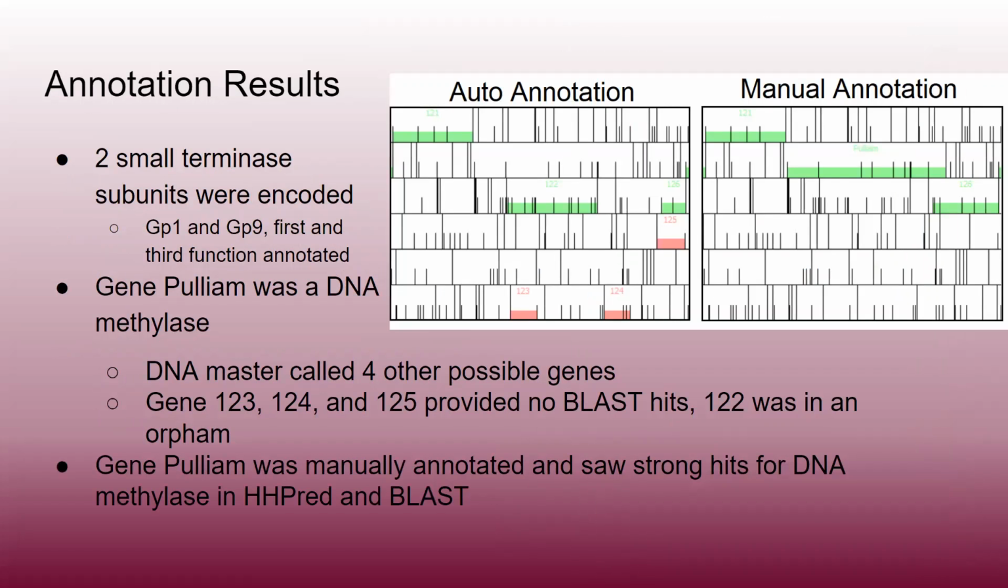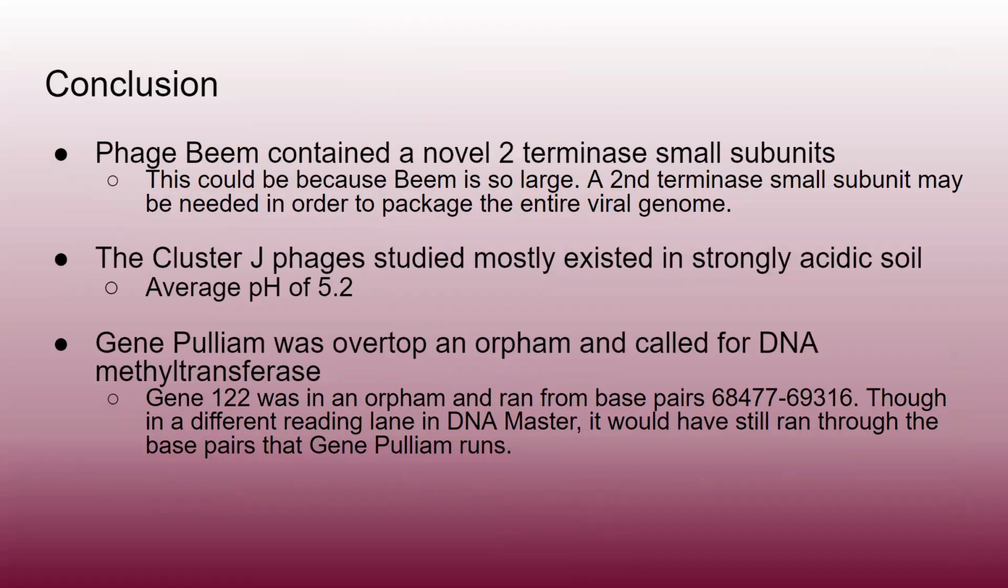So for our annotation results, we found that there were two small terminase subunits that were encoded for in gene products 1 and 9. We also found gene 22 was a DNA methylase. So as you can see in the figure above, in the auto annotation box, there are 4 other possible genes that DNA Master called for. However, they did not provide any BLAST hits or were in a Pham. So you can see in the right figure that gene 22 was manually annotated for and saw strong hits for DNA methylase in both HHPred and BLAST.